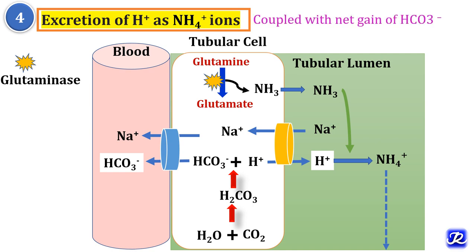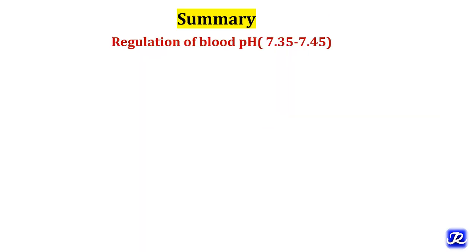So this excretion of hydrogen ions is coupled with net gain of bicarbonate. As we can see here, for every hydrogen ion which is secreted and excreted, one bicarbonate ion is generated. So this is how, by these four different mechanisms, kidney exerts a very important role in regulating acid-base balance. So let's summarize the topic.